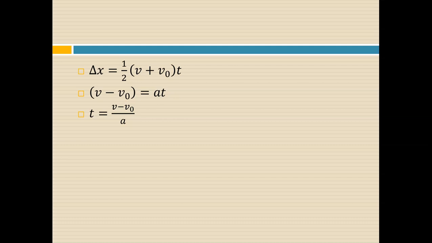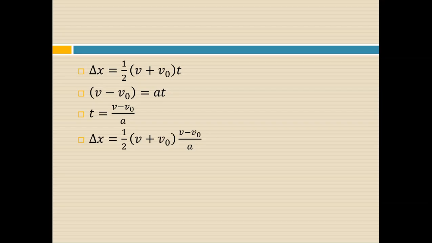Since I want to get rid of t in the first equation, I just take that fraction and plug that into the first equation, and that gives me delta x is equal to 1/2 (v plus v0) times (v minus v0) divided by a. Okay? I'm not making any fancy steps along the way. I'm just doing everything by the numbers, one step at a time. Okay? But now I do have to clean it up. I want to get rid of the denominator.